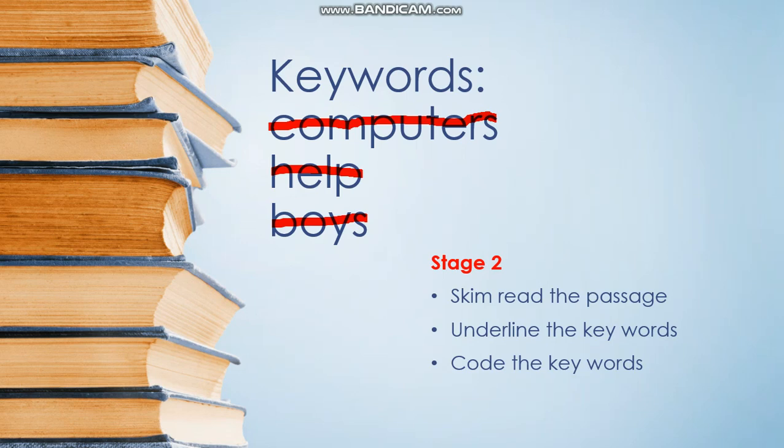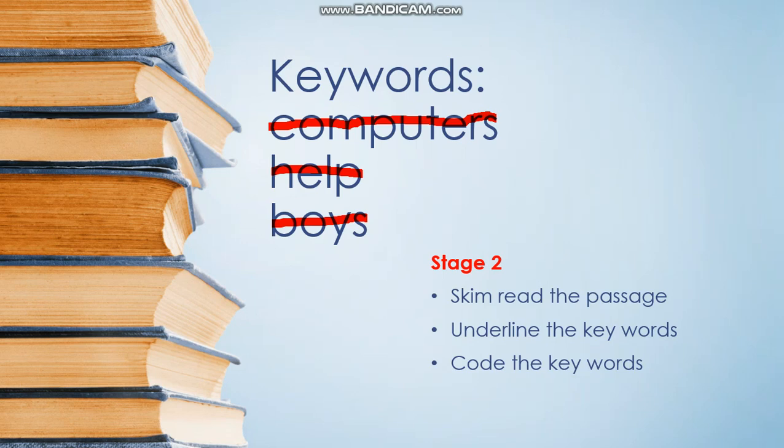If there is more than one, choose whichever coding method you prefer, either A, B, or 1, 2, or the first letter of the keywords. In the above example, or in the passage we just read, depending on which coding method you choose, computers will be coded as A or 1 or C.